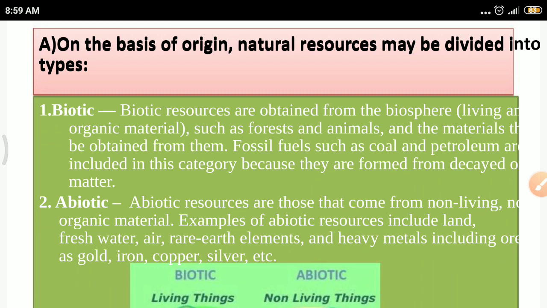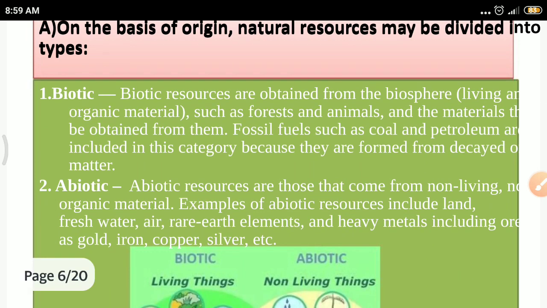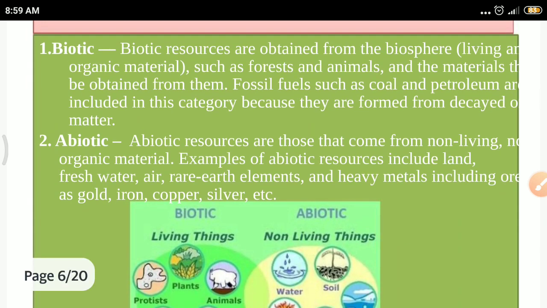For example, fossil fuels, coal, petroleum are also included in this category because they are formed from decayed organic matter. Abiotic resources mean what? Abiotic resources are those resources that come from non-living things. That means these are the non-organic material. For example, abiotic resources include land, fresh water, air, elements on the earth.